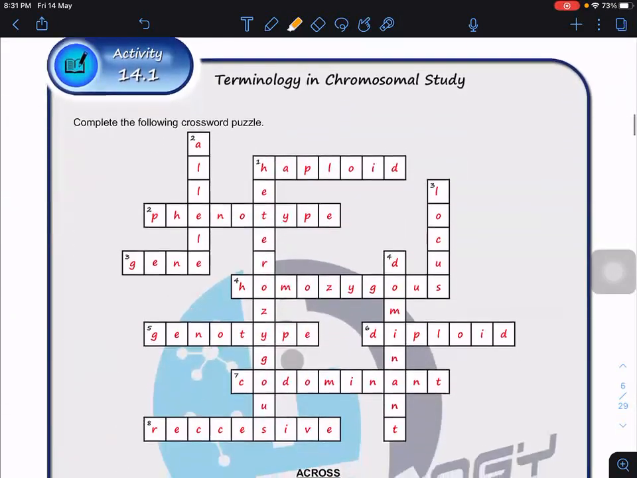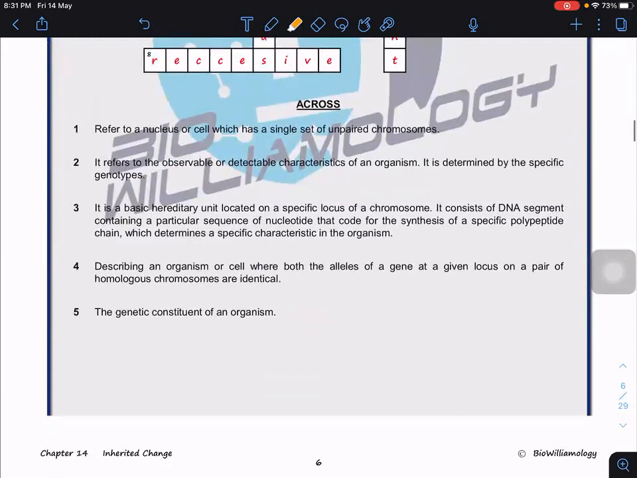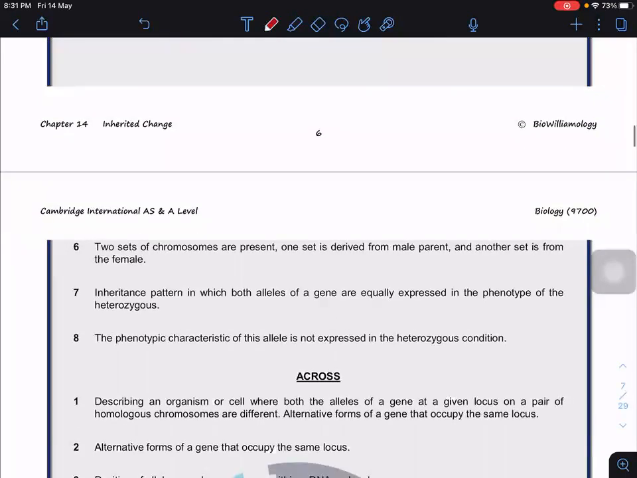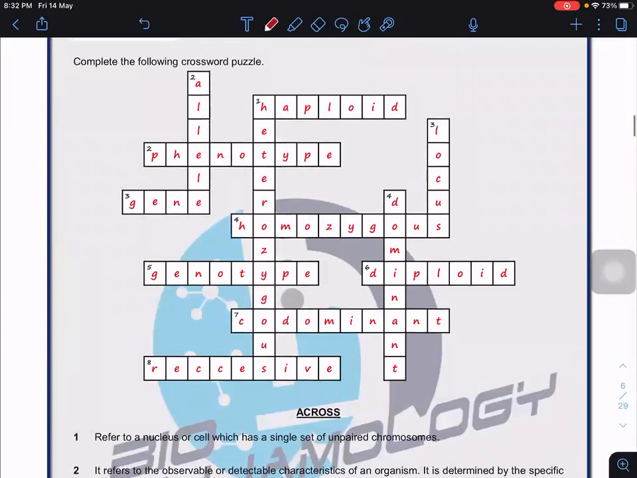So you can try the terminology. My mistake here, I should have checked the notes. It's not across this one, it should be down. Okay, it should be down. So the answer is here. I stopped for a while, so that later when you view the video, you can actually get the answer.